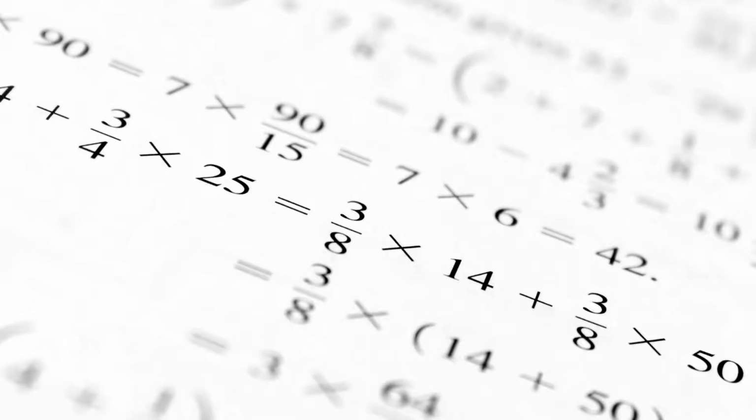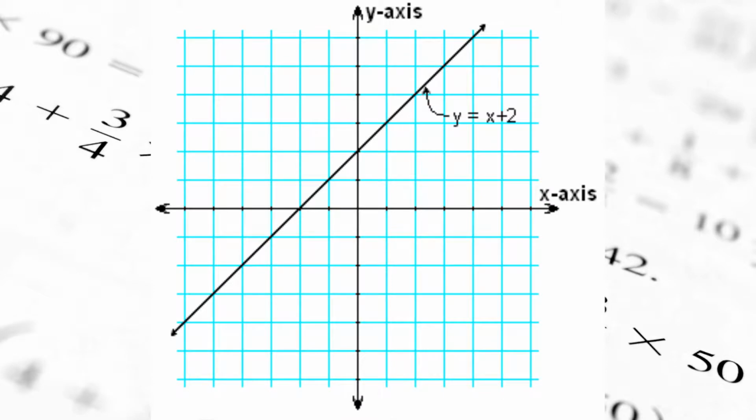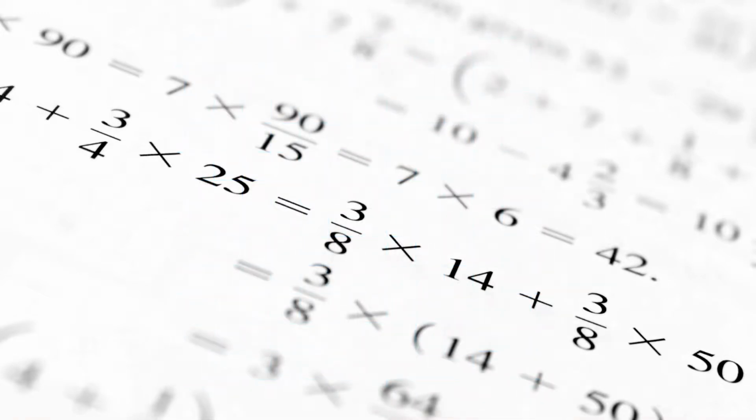Not how do you perform the order of operations or find the equation of a line. Those are old skills that you should have mastered by now. So let's get to the example.